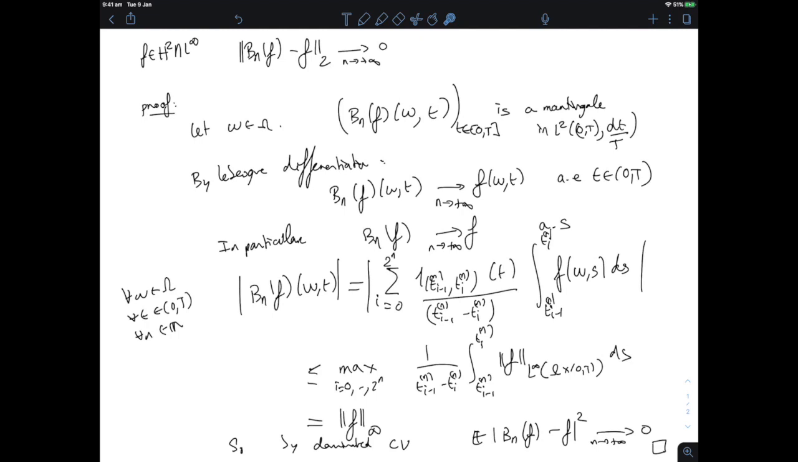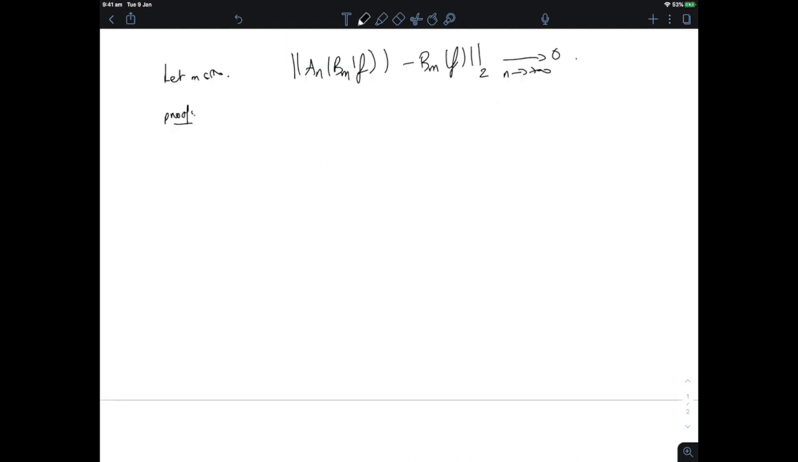So this is nice, but as we mentioned, Bn of f is not an element of H2 naught. So now we need to do an extra step to get an approximation in H2 naught. Let's see that now. Okay, so let's add the An approximation to the Bm approximation in order to get something in H2 naught. So to see that this would give you a good approximation in L2, what you need to realize is the following.